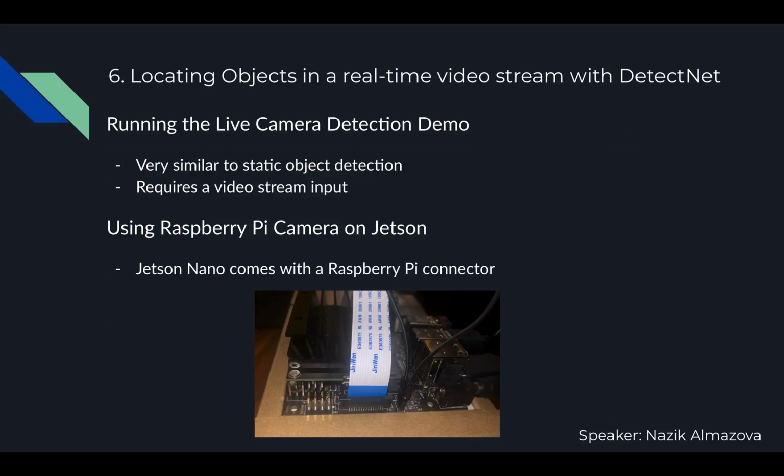The next part is locating objects in a real-time video stream with DetectNet. Running the live camera detection demo is very similar to static object detection. The only difference is that it requires a video stream input. Conveniently, a Raspberry Pi camera also works on Jetson. The Jetson Nano comes with the same connector as a Raspberry Pi does.